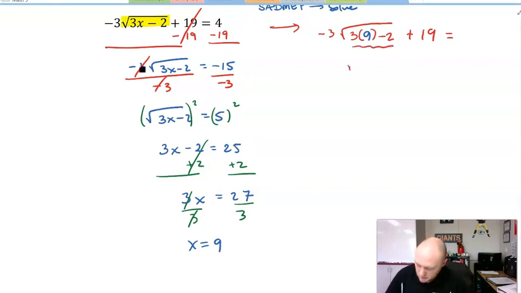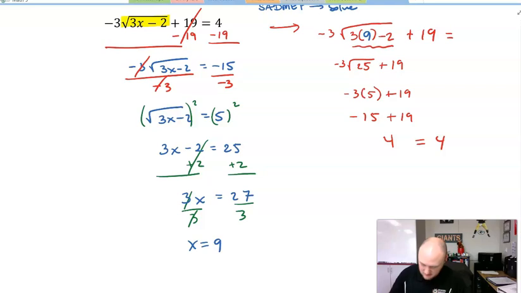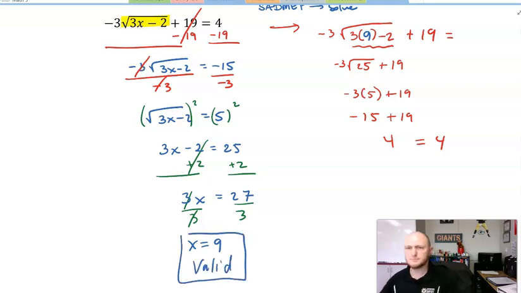3 times 9, that's 27. Take away 2 is 25. So negative 3 times the square root of 25. And this gives us negative 3 times 5, which is negative 15. Okay, so what's negative 15 plus 19? That's 4. Did it equal the right side? Yep, the right side is 4. So this answer is valid. And there's our answer.